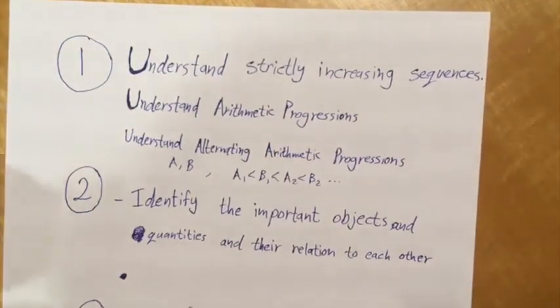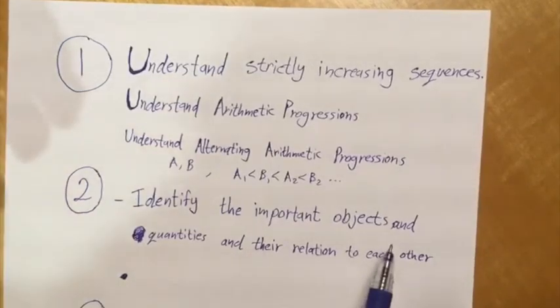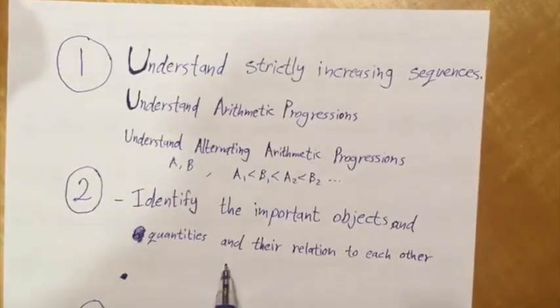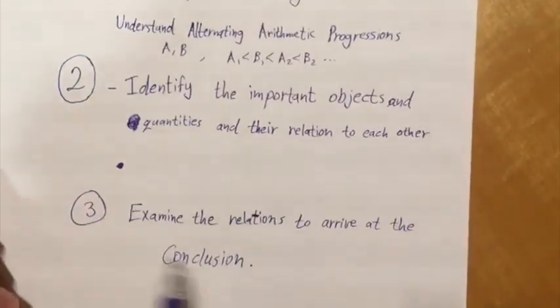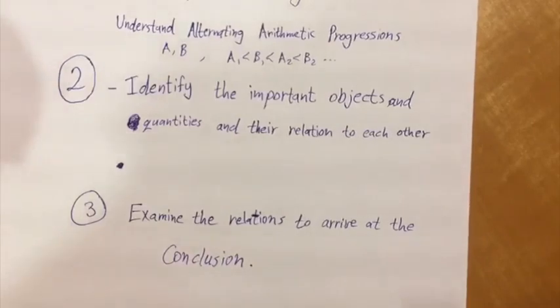The second part, we're going to identify the important objects and quantities in this problem, and we're going to understand the relationships between these objects. The third part, we're going to examine these relationships and arrive at the conclusion. Basically, we're going to examine all these relationships and then realize that they can only happen if the initial sequence S1, S2, and so on is an arithmetic progression itself, which is the conclusion of the problem.